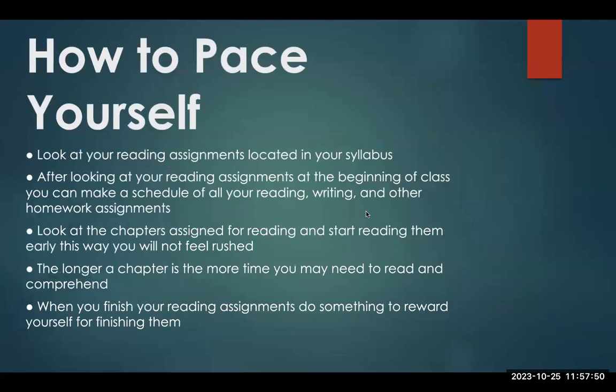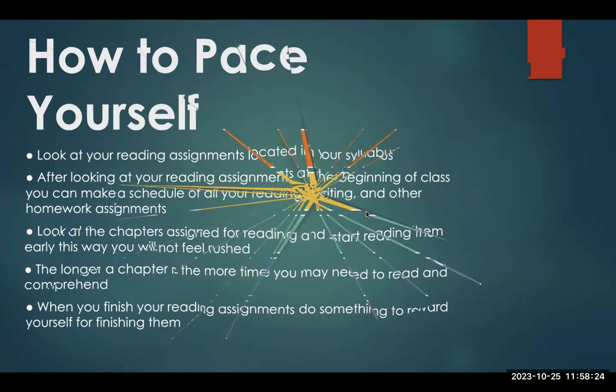So this is how to pace yourself. Look at your reading assignments that are located in your syllabus. Yes, make sure you review the syllabus frequently. After looking at your reading assignments at the beginning of the class, you can make a schedule of all your reading and writing and other homework assignments. Look at the chapters assigned for reading and start reading them early. This way you will not feel rushed. The longer a chapter is, the more time you will need to read and comprehend. When you finish your reading assignments, do something to reward yourself.